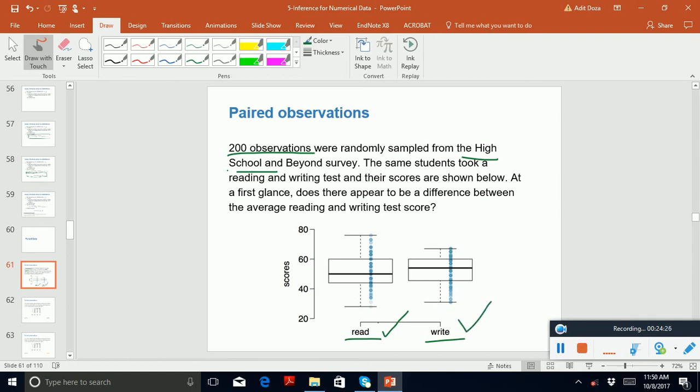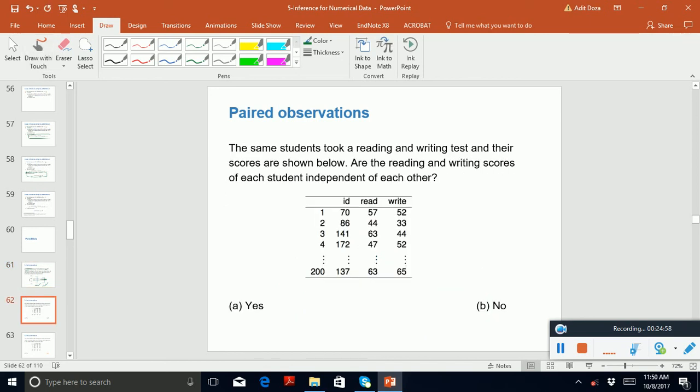At first glance, does there appear to be a difference between the average reading and writing score? From this example, we see that the writing score average is slightly higher. The average is that black dotted line. From our sample, people in general get a higher score in the writing section than the reading section, just from these observations.